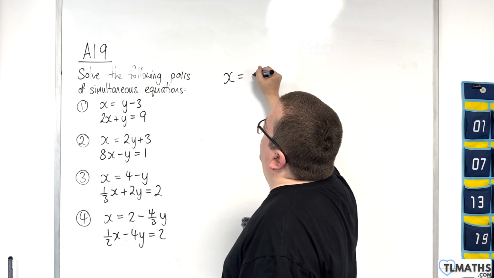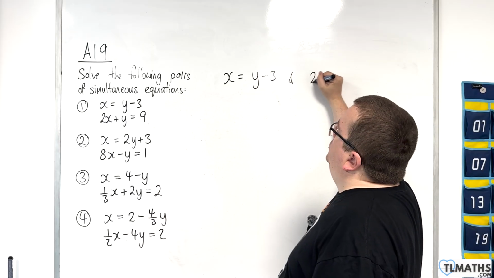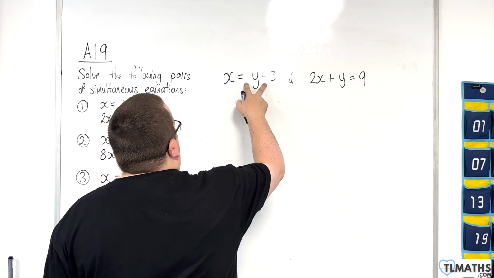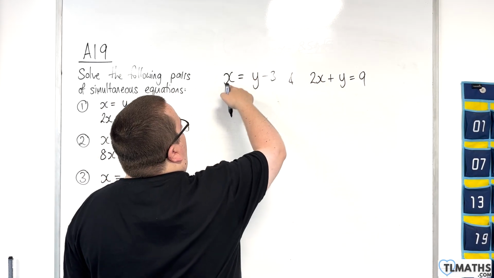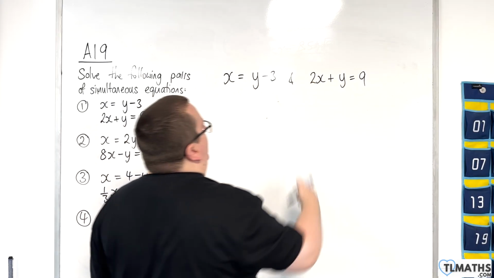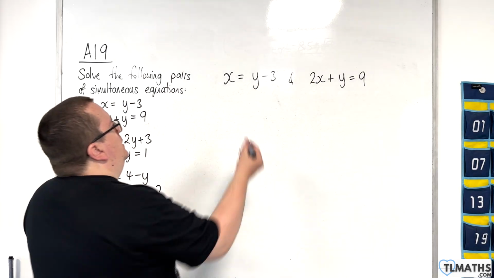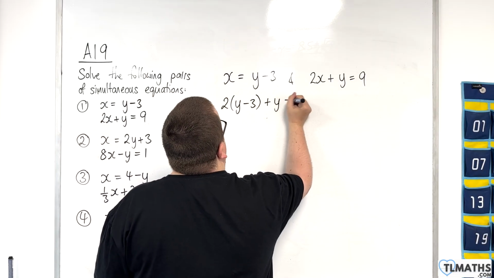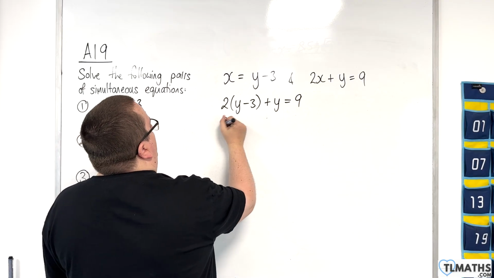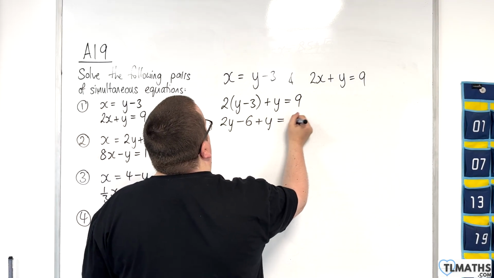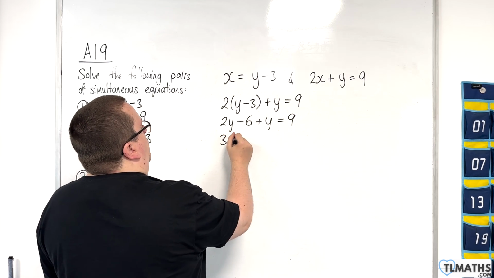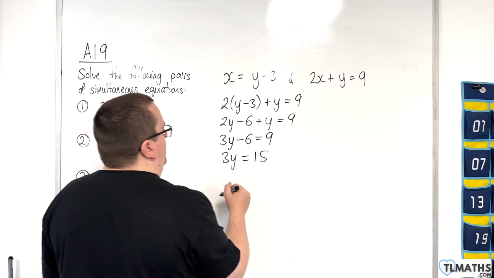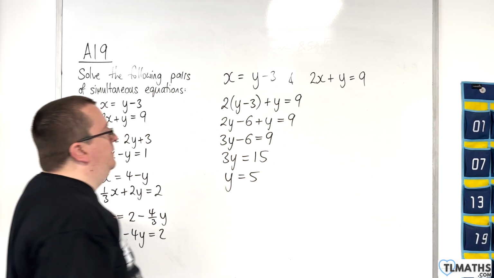So we have x equals y take away 3 and 2x plus y equals 9 for the first one. So we're going to substitute this one into this one because we have x equals, and we can replace that x there with y minus 3. So we're going to get two lots of y minus 3, make sure it's in a bracket, plus y is equal to 9. Expand the bracket out, 2y minus 6 plus y equals 9. So we've got 3y take away 6 is 9. Add the 6 to both sides, and then divide through by 3, so y is equal to 5.